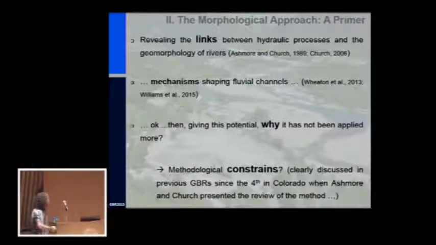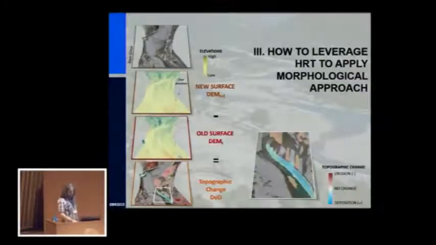And that's, of course, when you go back to Bedload in Gravel-bed Rivers, Ashmore and Church already reviewed a lot of the limitations, a lot of the constraints that the morphological approach had in terms of the temporal and spatial resolution and density of observations. But now probably we are at a stage in which high-resolution topography has improved some of them. So how can we apply high-resolution topography using the morphological approach?